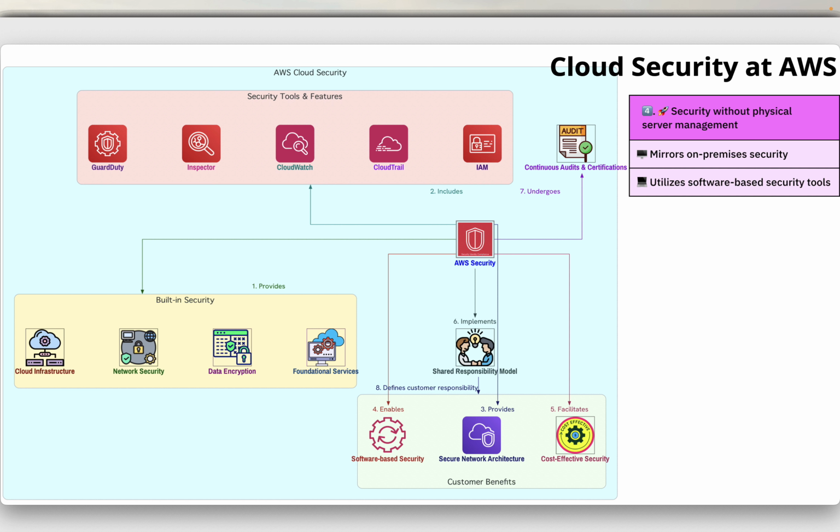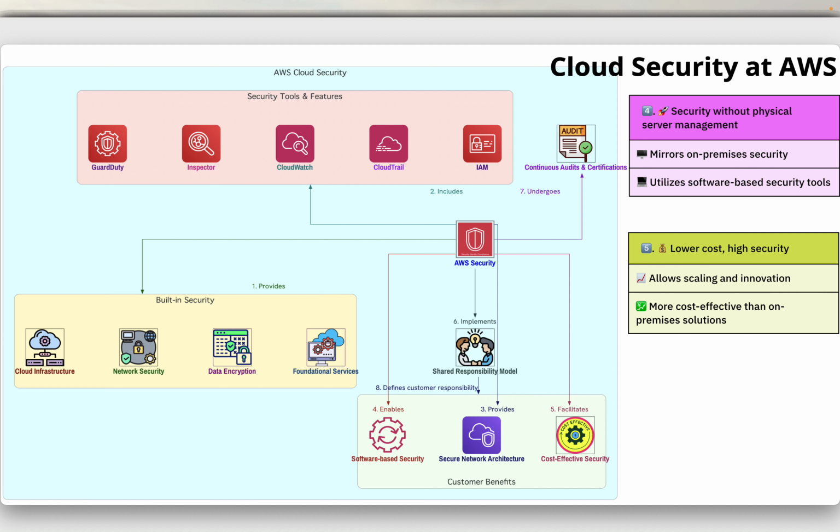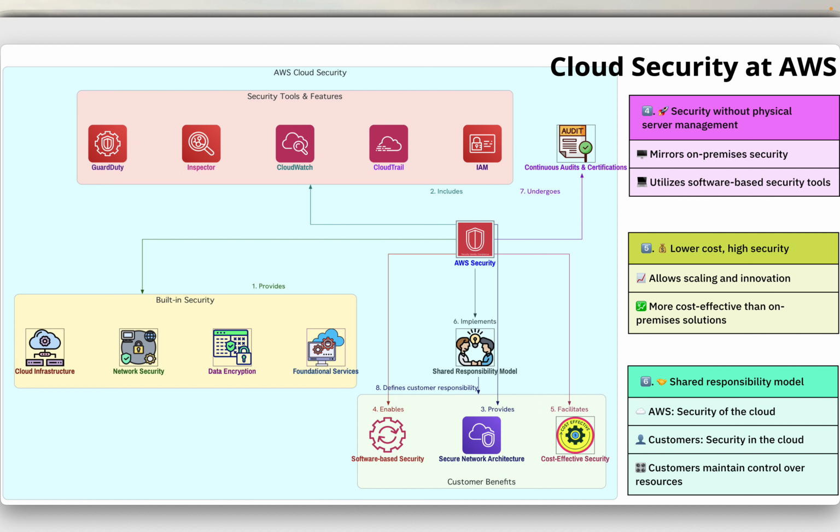Cloud security mirrors on-premises security but eliminates the need for physical hardware management, utilizing software-based security tools. Lower cost, high security. So the AWS cloud allows scaling and innovation within a secure environment at lower cost than on-premises solutions. Shared responsibility model. AWS ensures security of the cloud, while customers are responsible for security in the cloud, maintaining control over their resources.